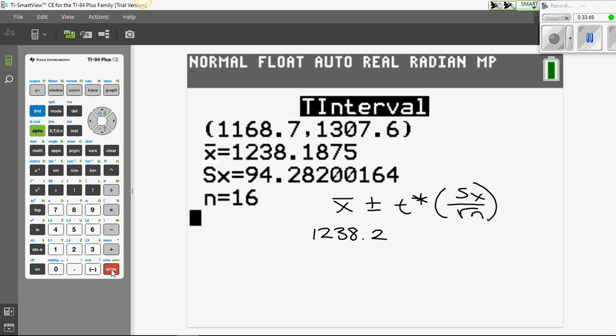Let's round this to like 0.2. Let's leave a space there for t star times s of x over square root n. What's s of x? Not 34. Oh, you said 94? Yep. Sounded like you said 30. My hearing's going, I guess.